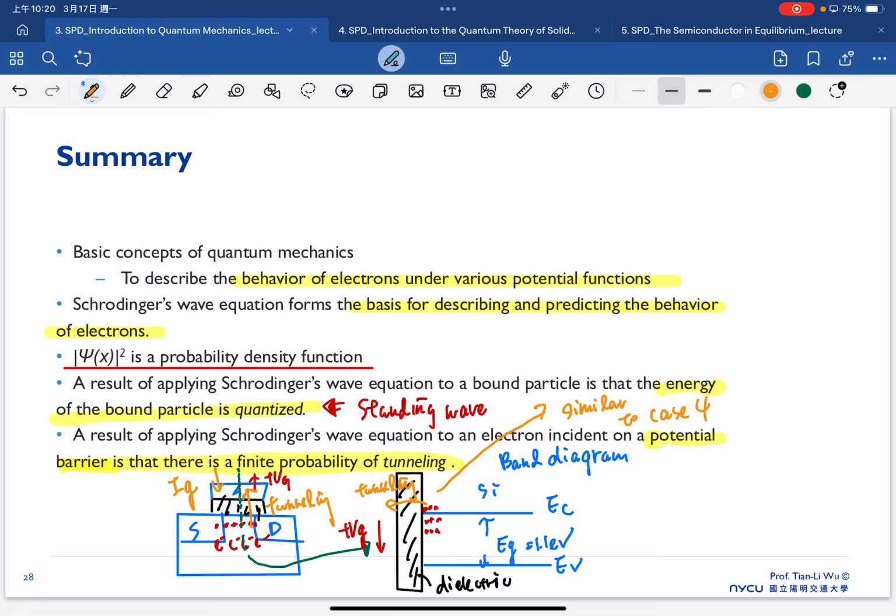Okay, so this is the last slide for quantum mechanics. I hope that this chapter can help you to get more confidence, to not be afraid of quantum mechanics, and also start to have the link between the basic quantum mechanics and the application of quantum mechanics in the end to our real device operation.